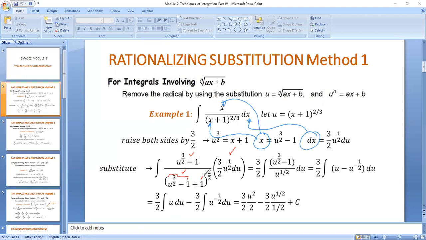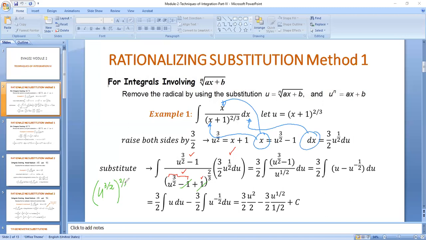Okay? Now we will simplify. Now as you could see in here, in the denominator, you have a negative 1 plus 1 inside this parentheses. So you can cancel this because that would be anyhow equal to 0. Now, if you have already canceled the negative 1 plus 1, you have now u raised to 3 halves raised to 2/3.